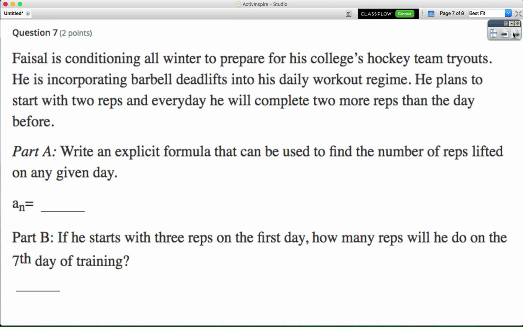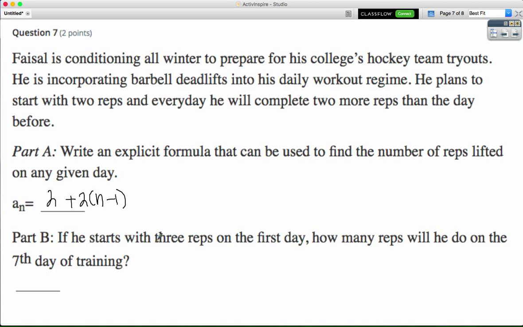So part A says write an explicit formula that can be used to find the number of reps lifted on any day. Okay, so if he goes with this plan, A sub 1, his initial amount of reps is 2, and he plans on increasing 2 every day. So that would be our common difference. Now I didn't ask about any particular number of days yet. We were just writing the formula to find how many he would lift on any given day if that was his plan.